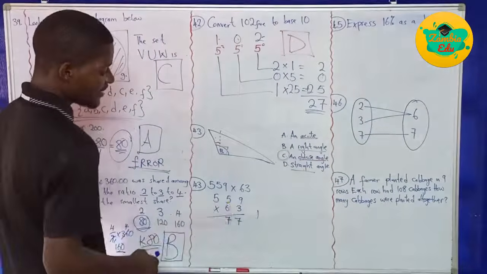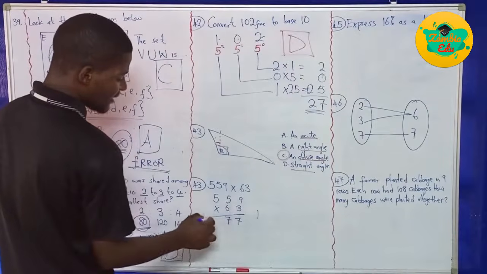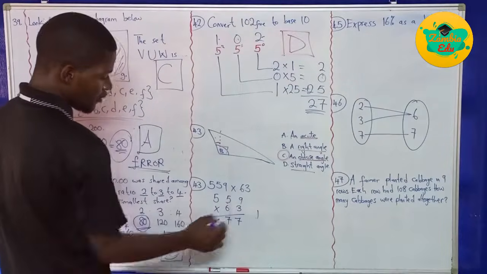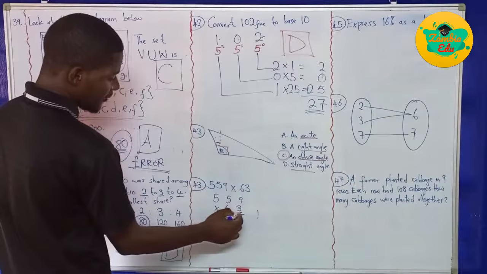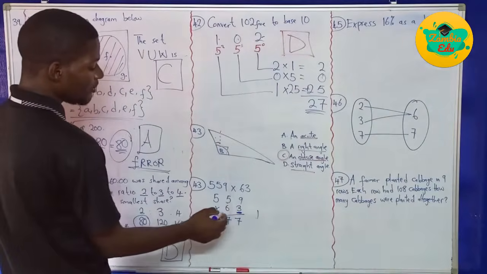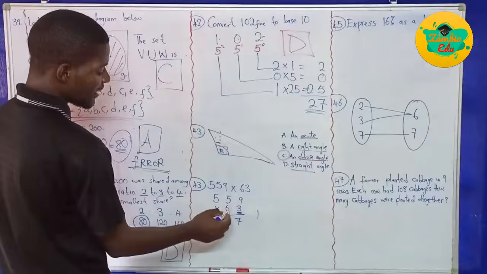3 times 5 again is 15, plus the remainder 1 is 16, so you write a 16 in full. So I'm multiplying everything on top with a 3. Now we are going to multiply everything on top with a 6.